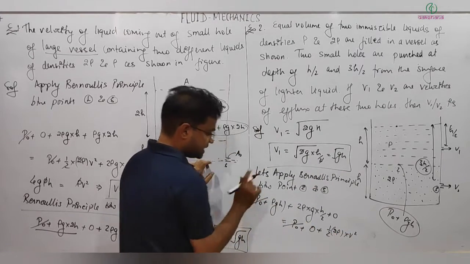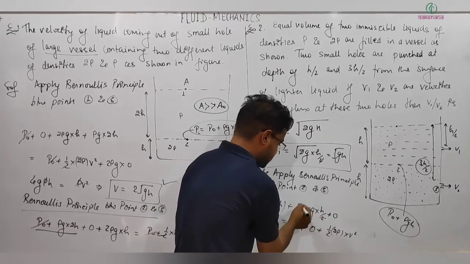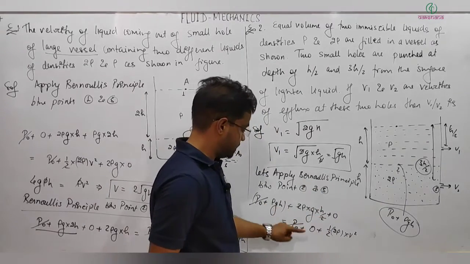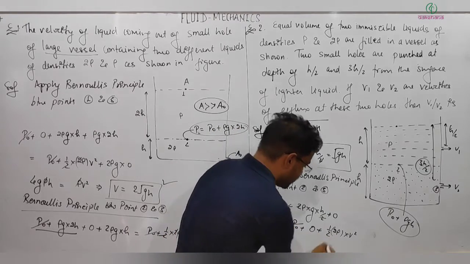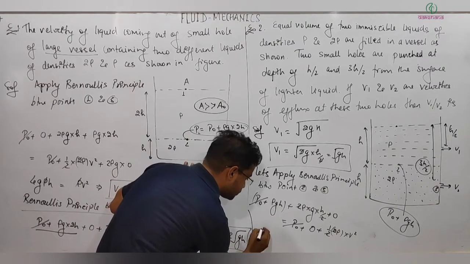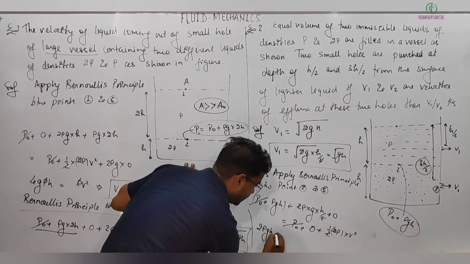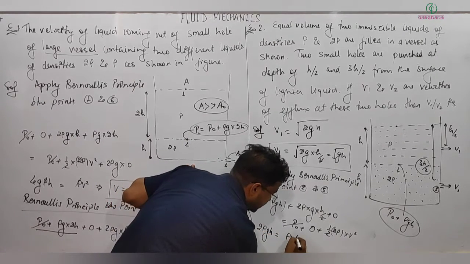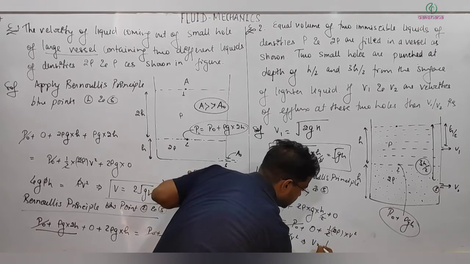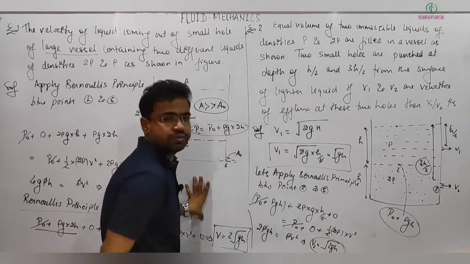Now P naught gets cancelled. This h, the 2 gets cancelled. So we are left here with 2 rho g h. On this side only the 2 gets cancelled, so it's basically rho v square. So this comes out to be 2 rho g h is equal to rho v square. Rho gets cancelled. This implies v is under root 2gh. So this is actually your v2.